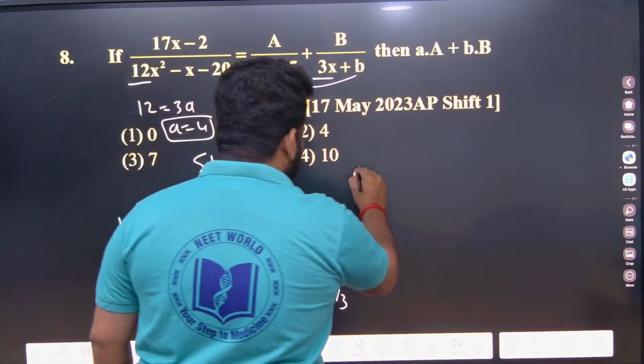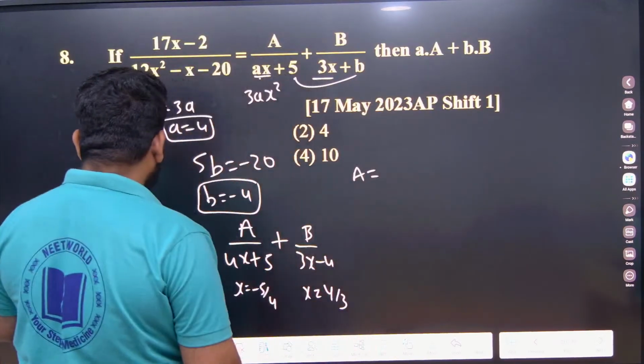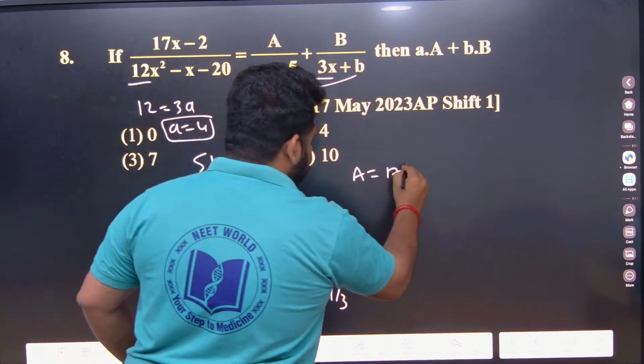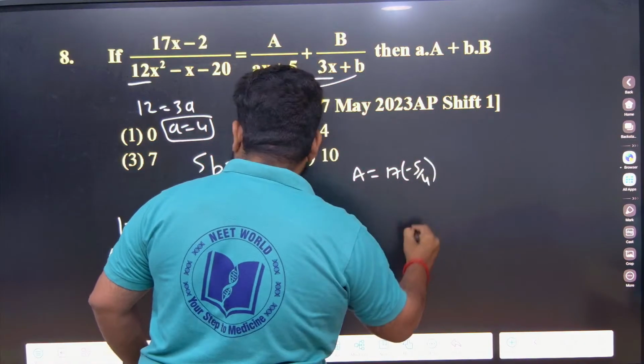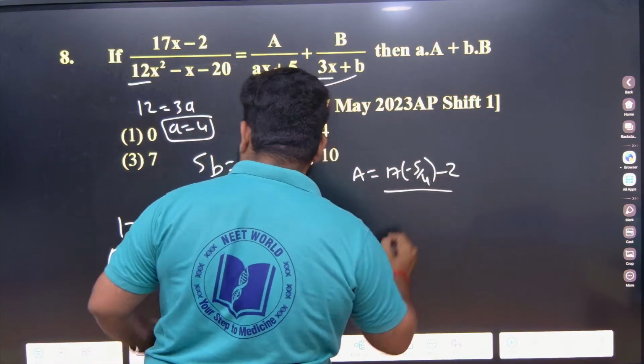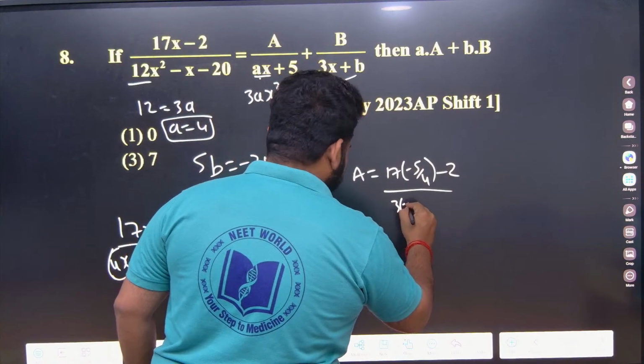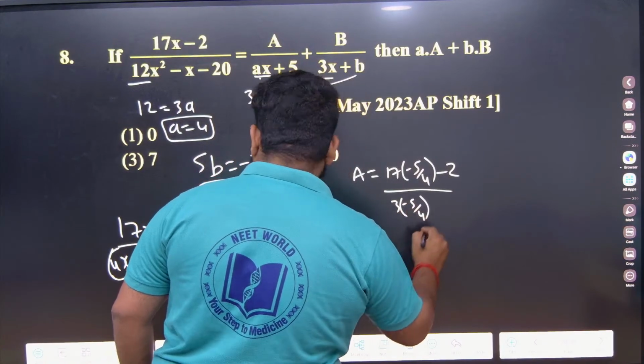If I want the a value, what should I do? 17, this I should close it. 17 into what should I do? 17 into minus 5 by 4, minus 2, divided by what is this? I should leave this 3x minus 4. That is x is what? X is minus 5 by 4 minus 4.